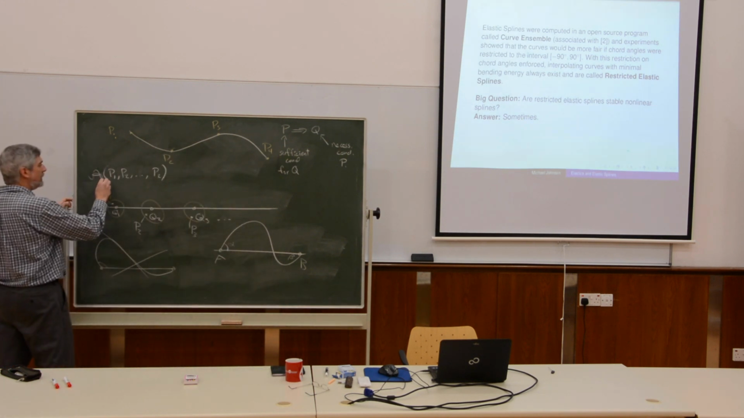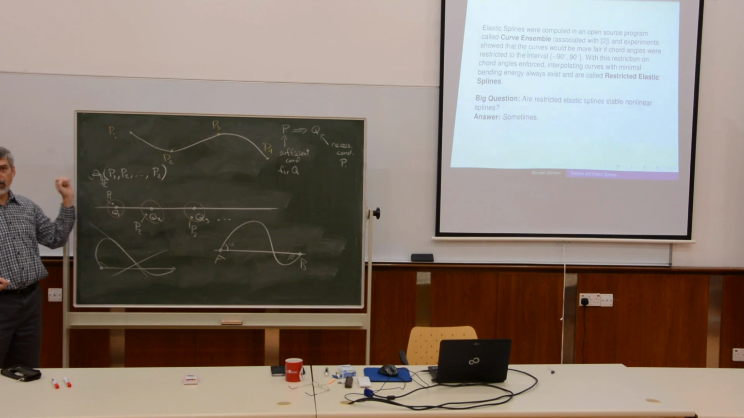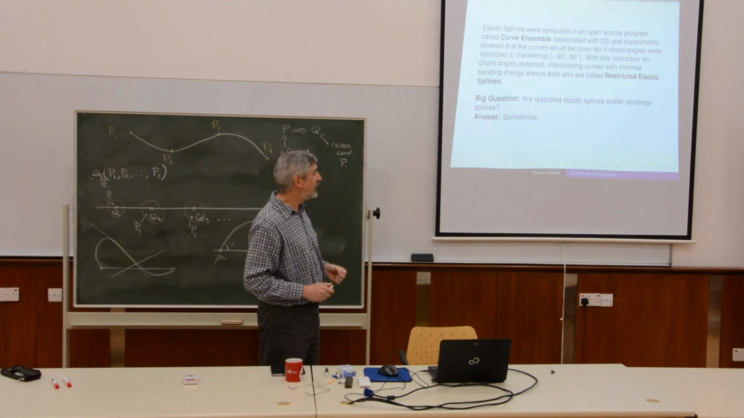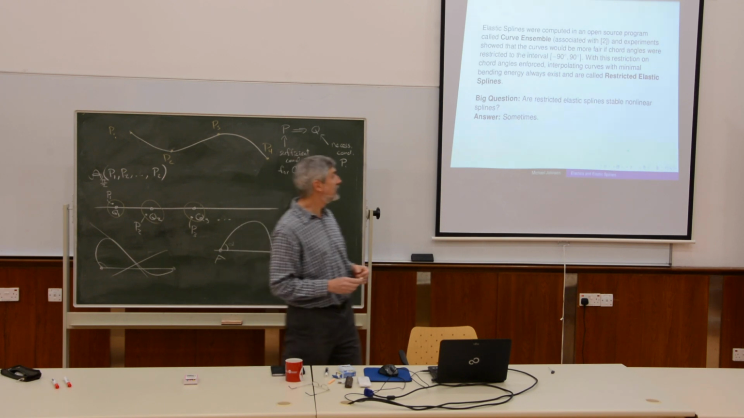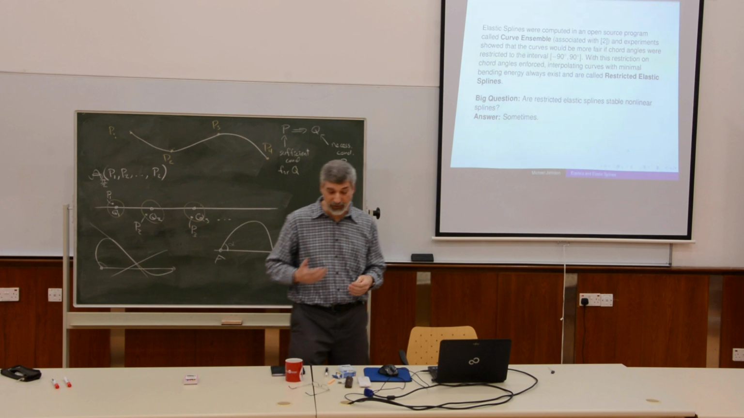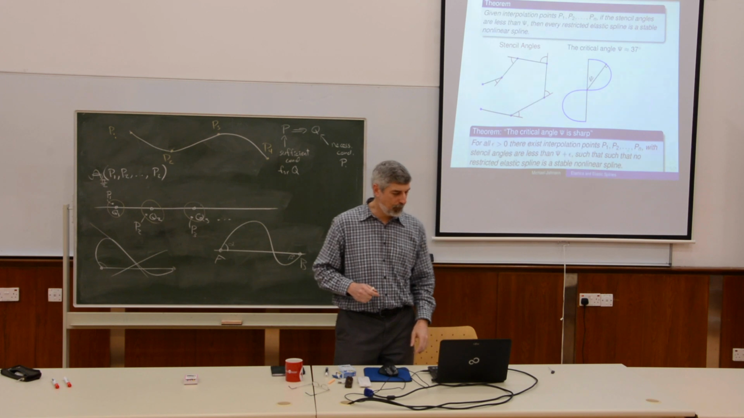So with that setup, now in the second paper with Albert, we put a pi over 2 here. And now it's the set of all interpolating curves where each piece is an S-curve and the chord angles are no more than pi over 2. And so this also has a curve with minimal bending energy. And we call those restricted elastic splines. But here's the big question. Are restricted elastic splines stable nonlinear splines? Because the original problem was existence of stable nonlinear splines. The answer is sometimes.